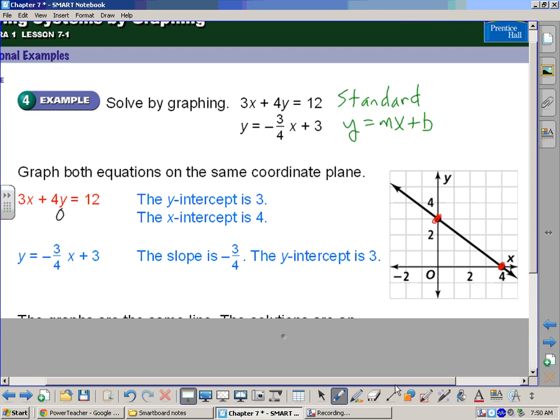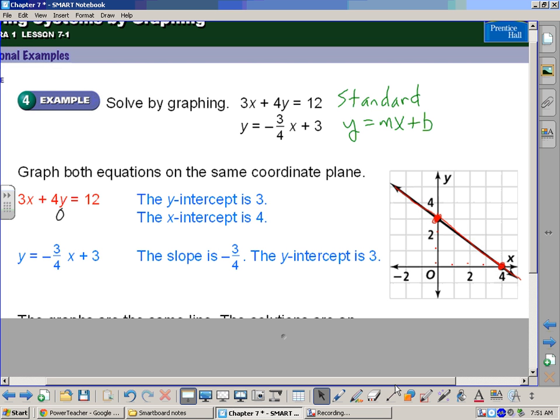The second equation can be graphed by doing a y-intercept of 3. Well, that was the same thing we had up above. And a slope of negative 3/4. So you go down 1, 2, 3, and to the right 4. 1, 2, 3, 4. Well, what do we notice about the second line? It's the same line.